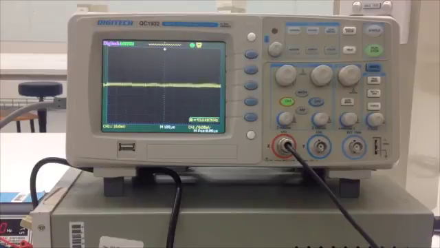Now what I'm going to do at this point is sing a short note, using the word sing in the broadest possible sense of the meaning. And as I'm doing that, I'm going to have to adjust the time base, or the horizontal, so that I can see a reasonable display. So here we go.